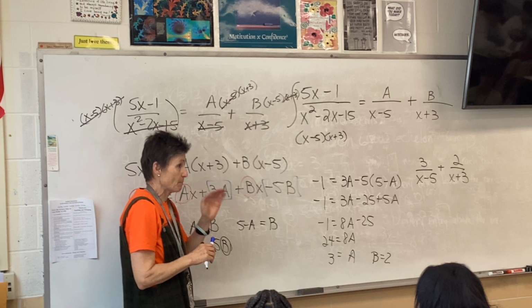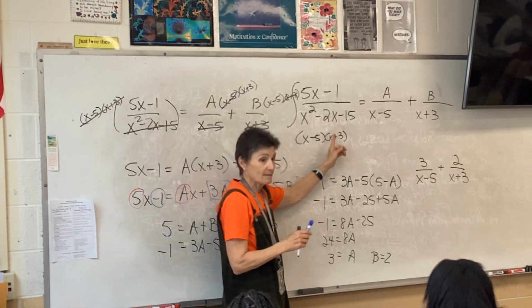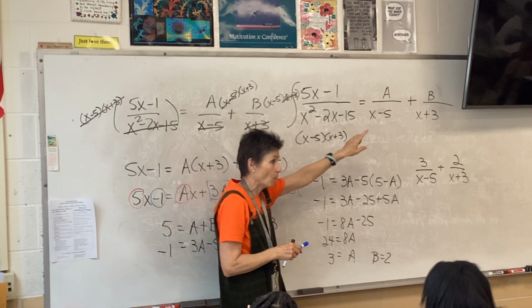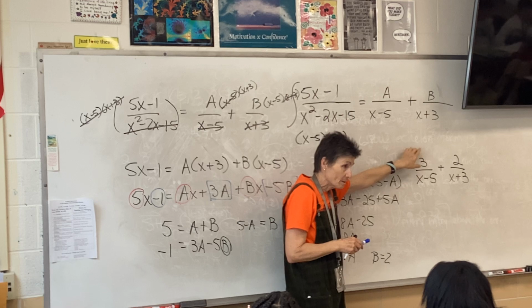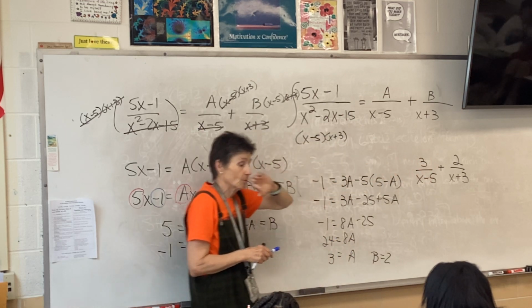Let's review those steps real quick. What was the very first thing I had to do? I had to factor my denominator because those factors are what's going to give me my partial fractions, right? Then what did I do?